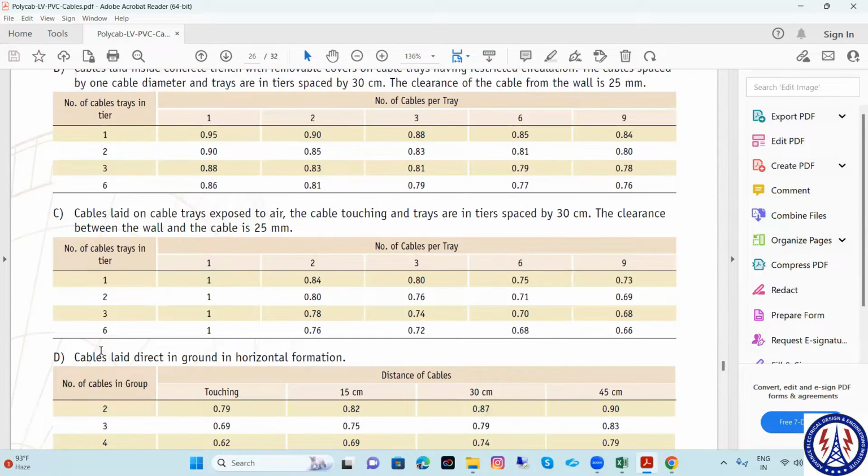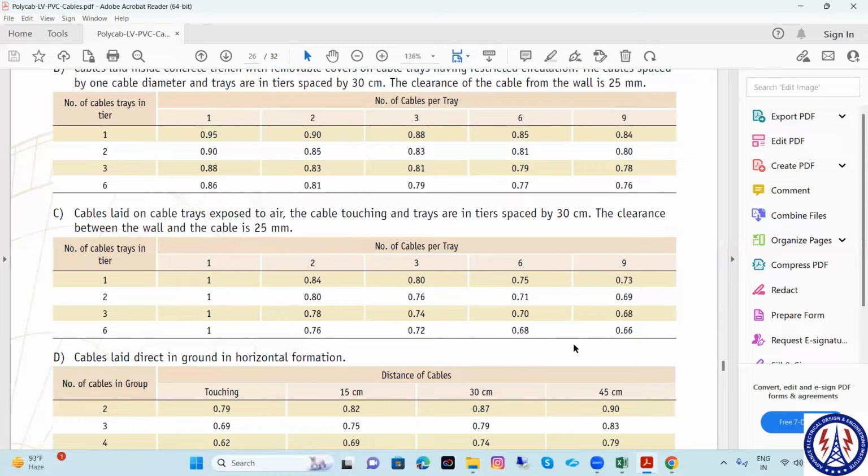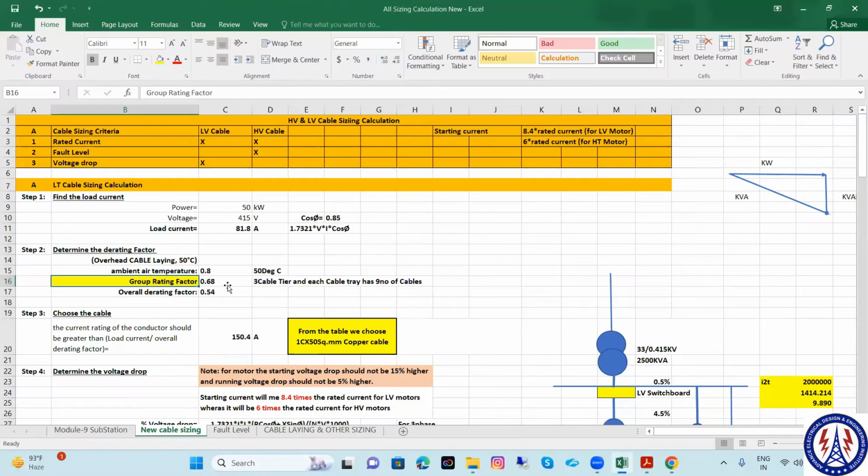As no data is available right now, I am assuming that there are 3 cable trays and each tray is having 9 cables. If we have any data, just use the corresponding data. I am assuming that one is the ST cable, one is the LV cable, and the third is the instrumentation. This is the minimum condition I am assuming. So 0.68 I have used here. Overall rating factor will be the multiplication of the rating factor and the group rating factor. So it is coming 0.54.